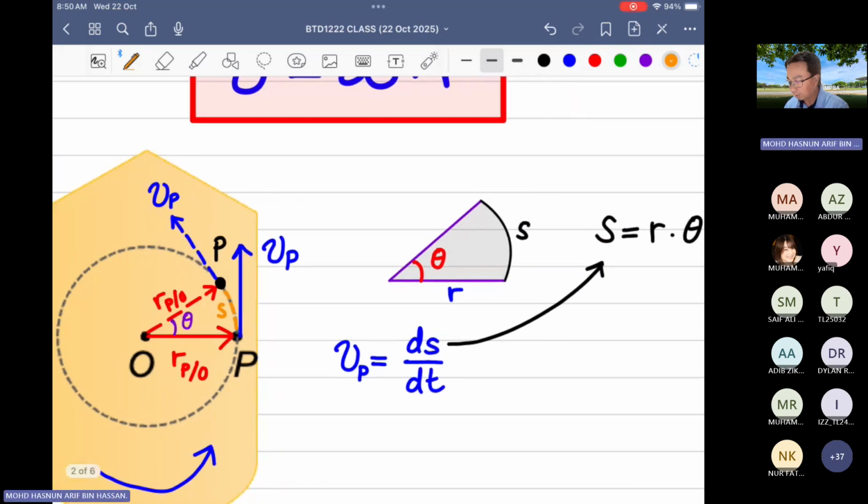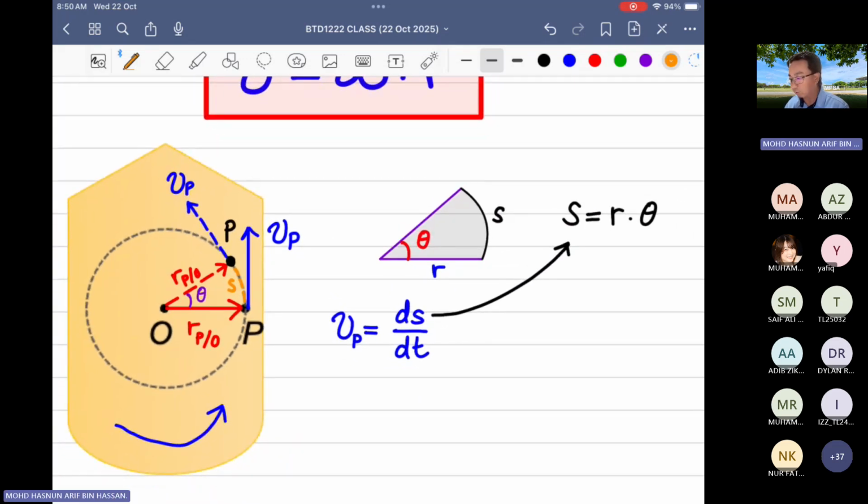So VP is equal to ds over dt, and S equals R times theta from the sector equation. You can go back and look at the sector video explanation. I think you have learned this in maths before. So VP is ds over dt, and S is R times theta, so we can write this as d of R times theta over dt.